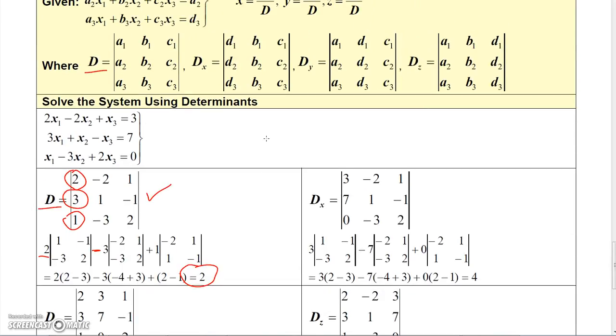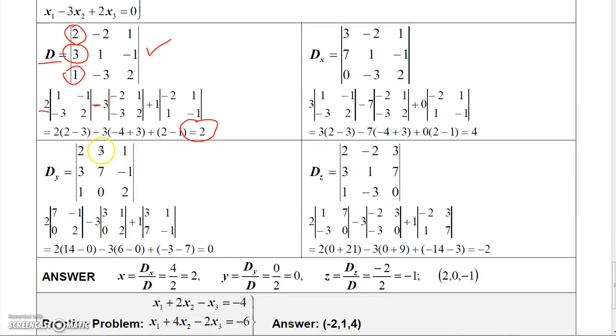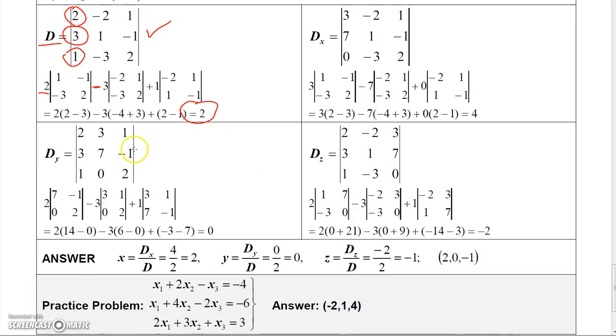So what I would have here for dx is the constants here, the coefficients of y here, and the coefficients of z here. And I'm going to leave you to calculate that determinant. For dy, I would put the constants in the middle column, the coefficients of x in the first column, and the coefficients of z in the last column, and I'll leave you to calculate that determinant. And then for dz, I put the constants in the last column, the first column would be the coefficients of x, and the middle column would be the coefficients of y. I know I'm saying x, y, and z, even though it says x1, x2, x3, but I think you get the point.